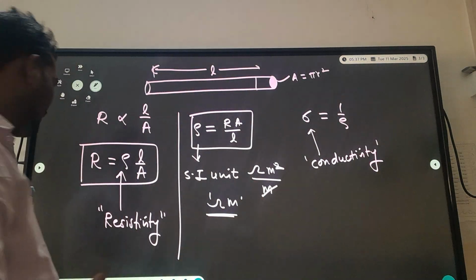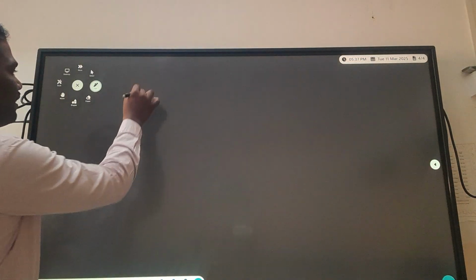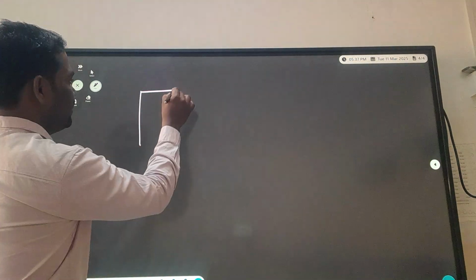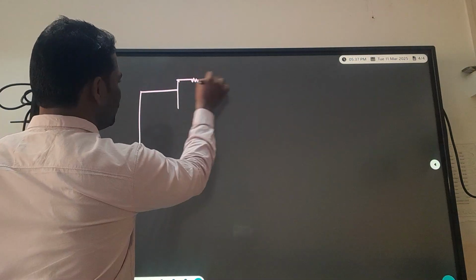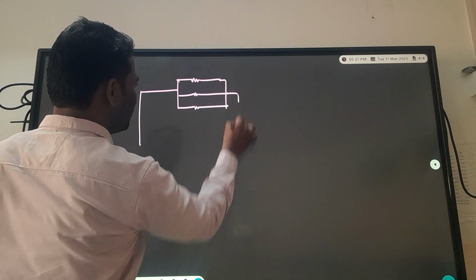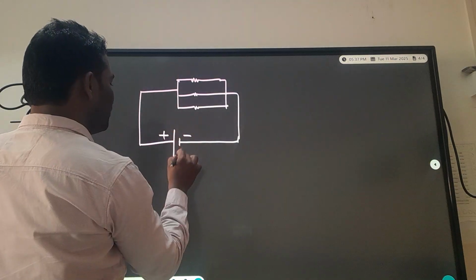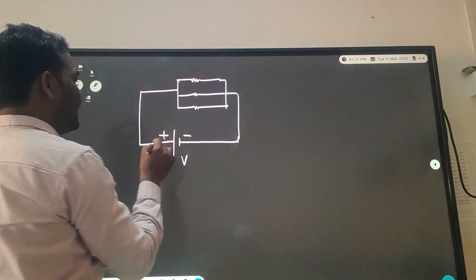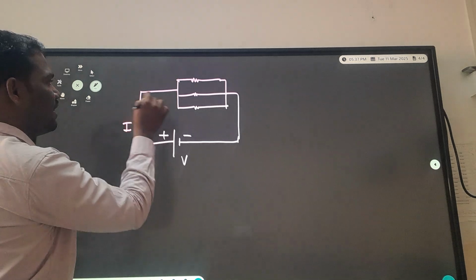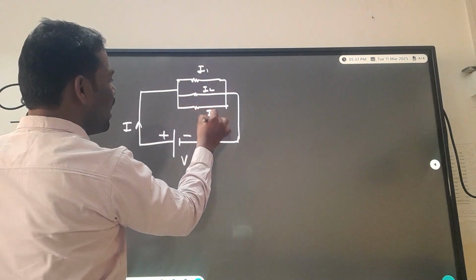Okay. Next important topic is resistances in series and parallel combination. Suppose we have an electric circuit, and in this circuit we have connected three resistors with different values of resistance, and these three resistors are connected with a battery of potential V. We will find the current passing through each wire: the current passing through the first is I1, the second I2, and the third I3.